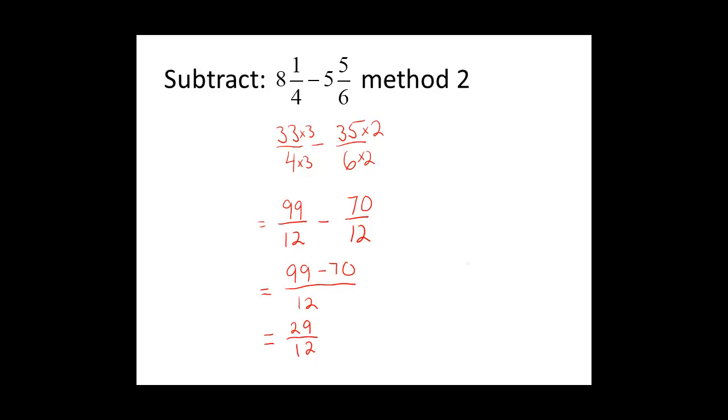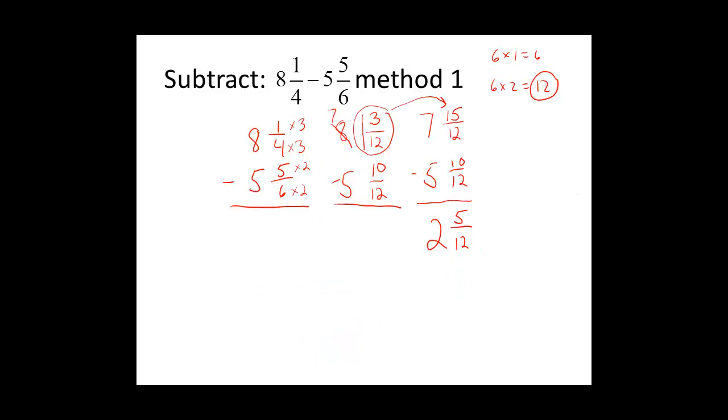We can change this to a mixed number by putting the 29, the numerator, inside the division symbol and dividing by 12. 12 divides 29 twice. 12 times 2 is 24. We subtract and get 5. 5 is our numerator, and 12 is our denominator. So 29 over 12 is equal to 2 and 5/12. This is our answer as a mixed number, and this is our answer as an improper fraction. Notice we get the same answer both methods.